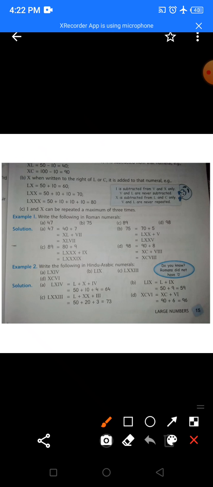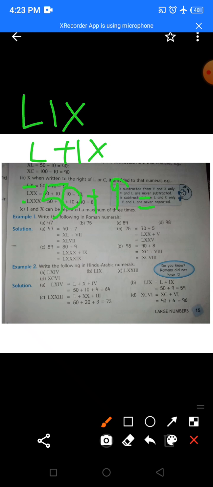Now, look, this is the question. What will you do? You will just separate it. That is nothing but 50 plus 9. Just separate this. Now you know what it is. L is 50 and this is 9. This will give you 59. And this is your answer, children. Okay. Now we will see the question number 2C.